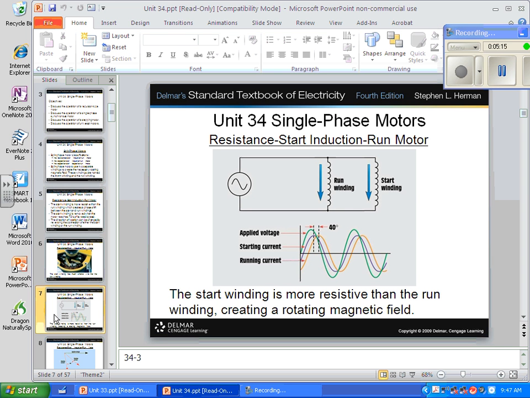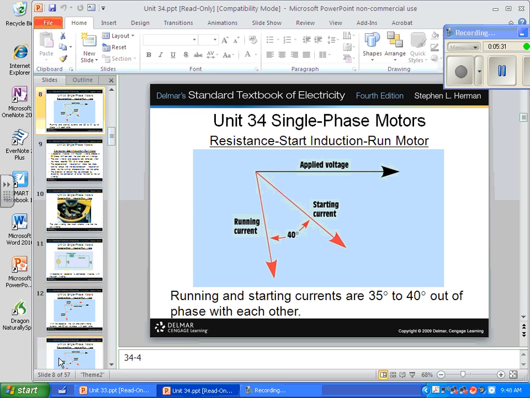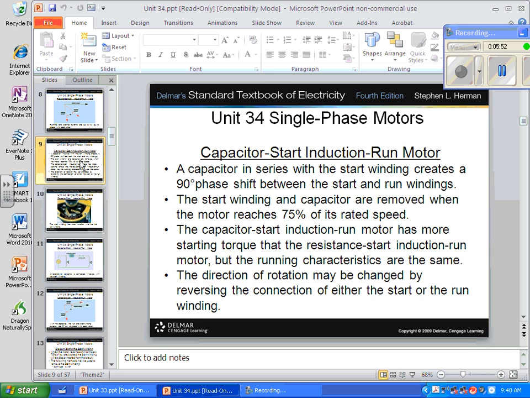Some of them use a resistive start induction run motor, and induction is just, you know, the windings. This is where the different phase is created by running the current through a resistor before it goes to one of the windings. So in a resistive start, we might have it 40 degrees out of phase because of the resistance added to the start winding before it starts.